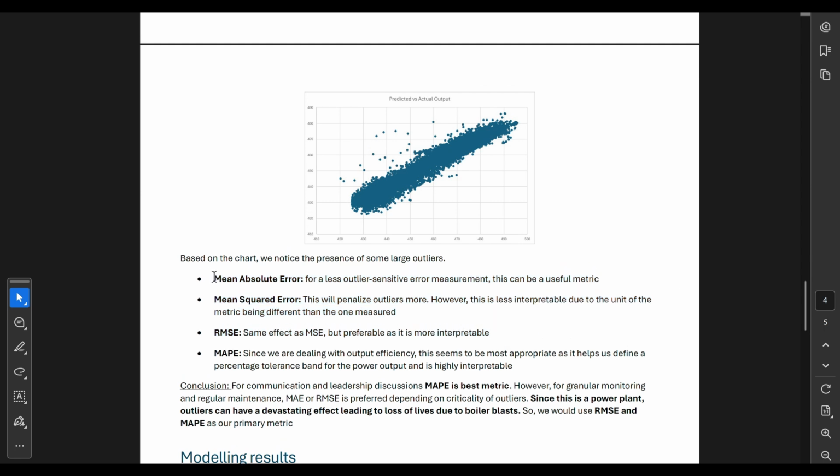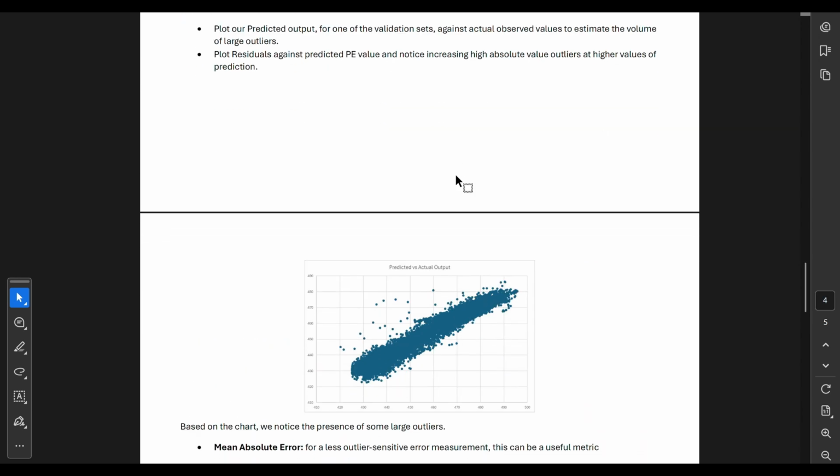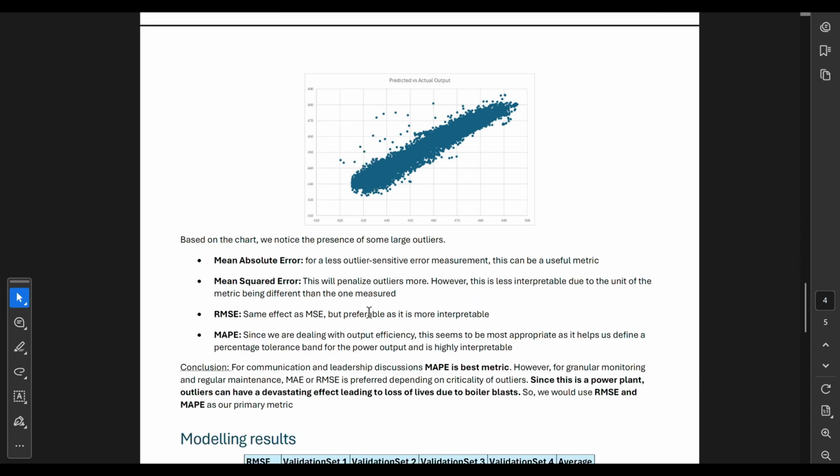Now, for deciding what output metric we want to use among these three, we run the model against one of our validation sets and try to see if we have a lot of outliers. The plot that you see here is the predicted versus actual output for one of the validations. And what we notice here is that there is a presence of a lot of high absolute value error terms, both on the positive and the negative side. So it tells us that our model will result in some high outliers.